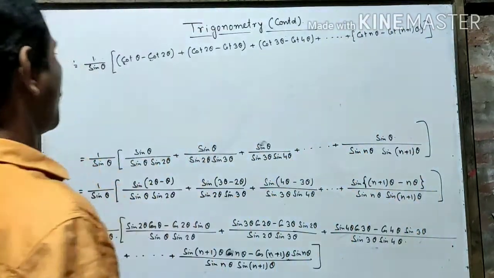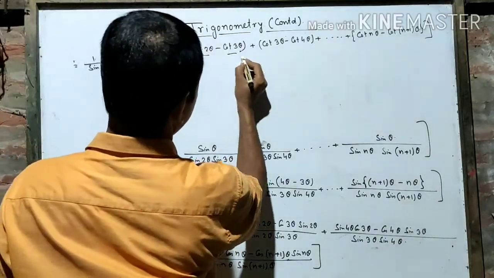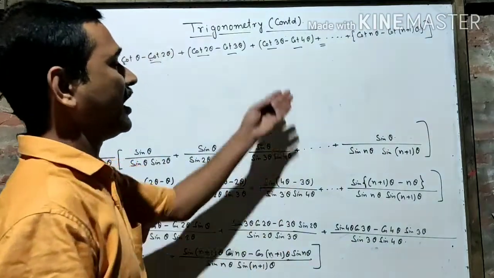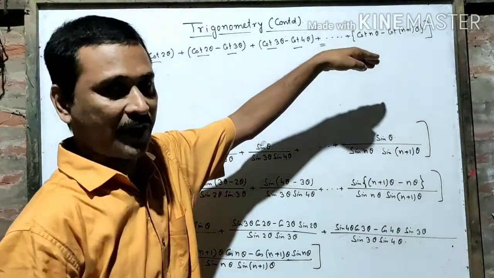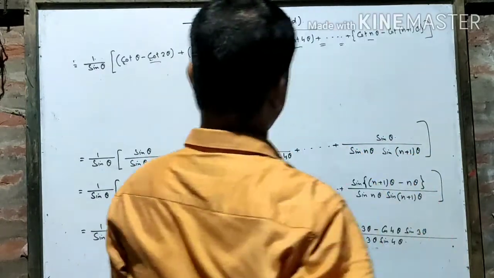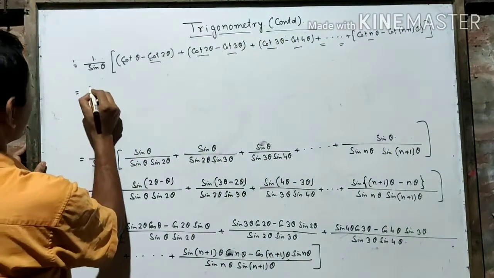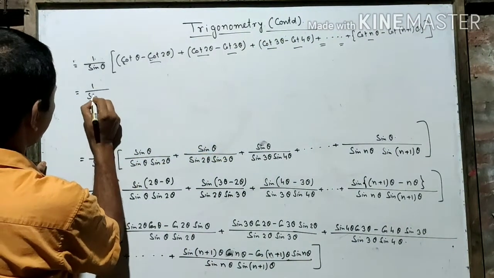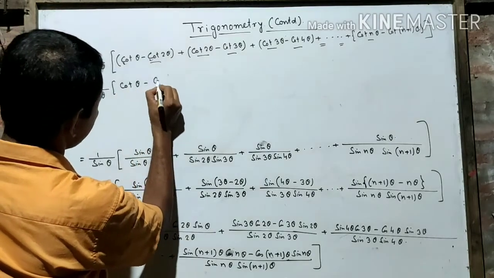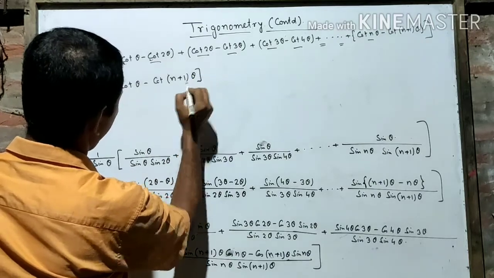Okay. So this term will be cancelled with this term. This term will be cancelled with this term. This term will be cancelled. Next term will be cot 4 theta minus cot 5 theta. In this way, this term will be cancelled with this term, and we will be left with the first term and the last term. So we will be left with cot theta minus cot n plus 1 theta. Okay.